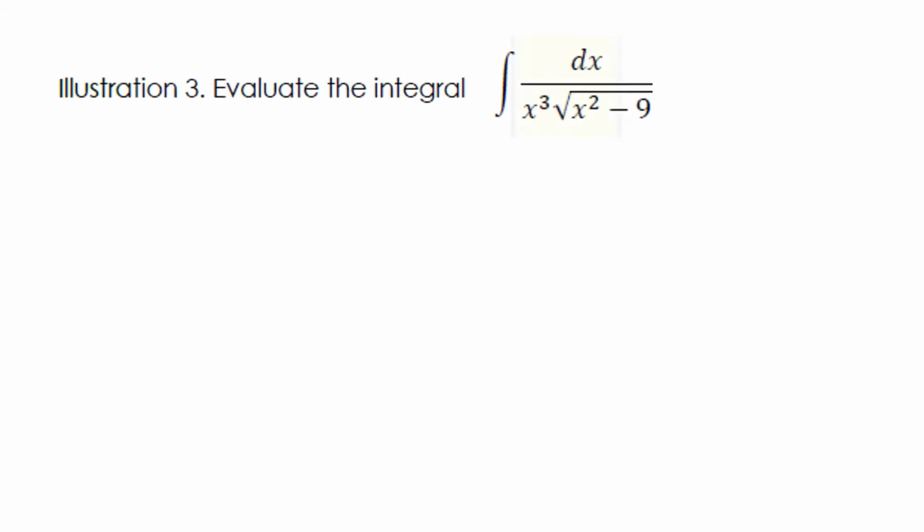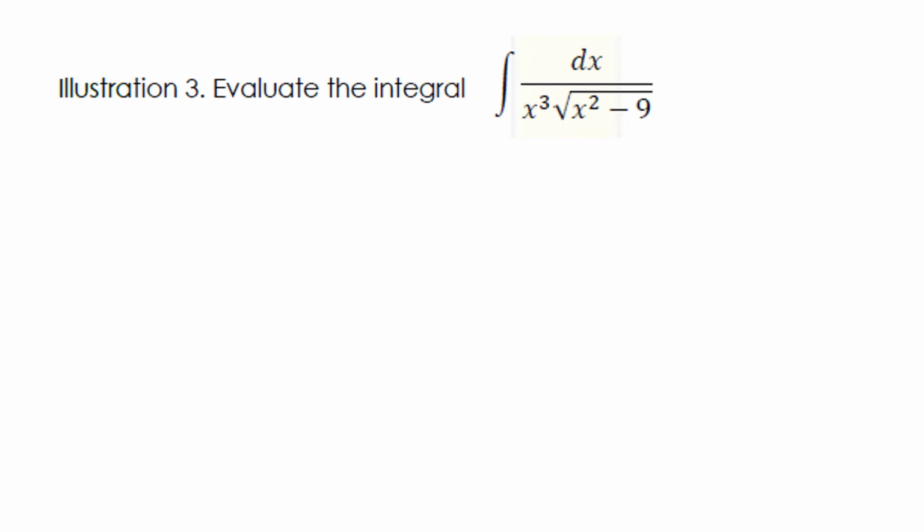If we evaluate the integral of dx over x cubed times the square root of x squared minus 9, you notice that the integrand has a difference of two squares in the denominator, but it is in the form where it is a variable minus a constant. Using the basic formulas of integration, we cannot integrate this term yet.